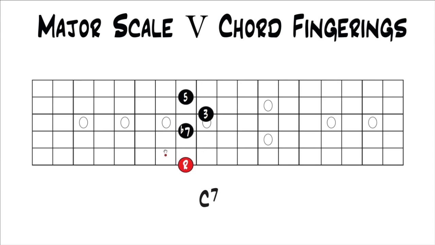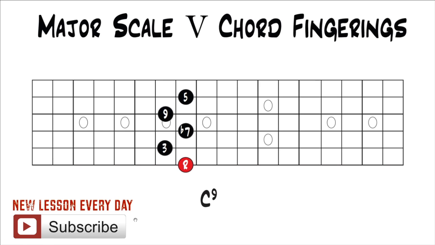So the way we can do that is to move the 3rd to here and then move this 3rd back a whole step to the 9th, and we'll just take out the 5th for right now, and that'll give you a C9 chord. Or you can add the 5th back in right here and that'll give you another voicing of the C9, but this is a pretty difficult voicing to play, so if you're not used to playing more difficult voicings, this would be pretty tough.